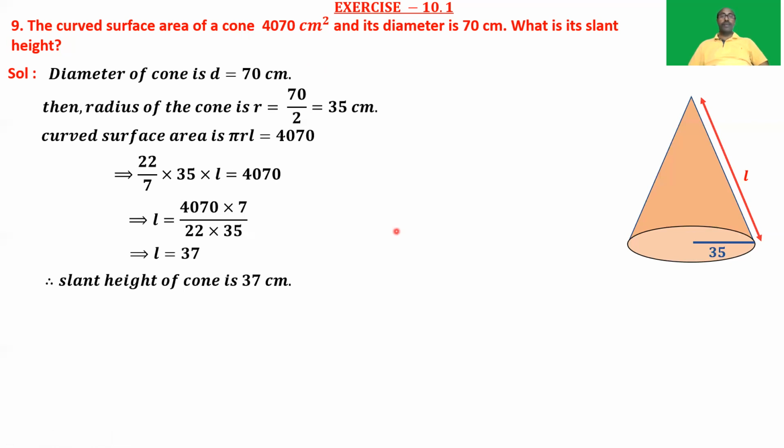So this is the end of exercise 10.1, and before starting exercise 10.2, we have to introduce the combination of solids. So the total surface area of the combination of solids. This is the new concept that we are going to learn.